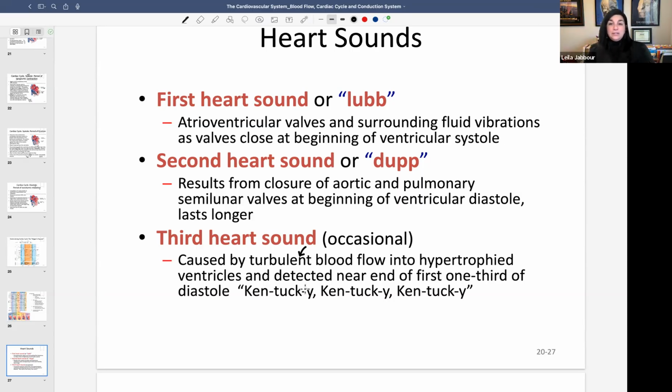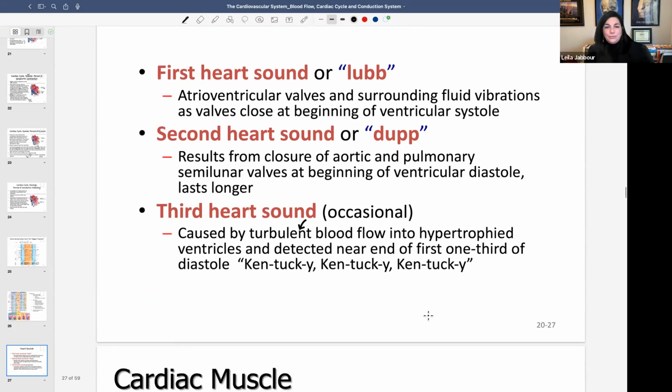So this is referring to ventricular hypertrophy. So if the ventricles are enlarged, you can actually hear the blood flow through the ventricles a bit differently, because it's not as smooth as if the ventricles weren't enlarged. And you can hear that third sound.